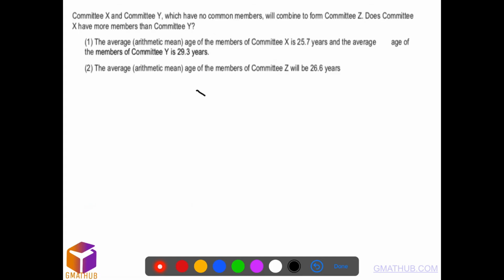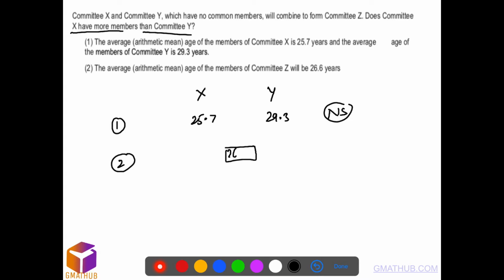Again, weighted average, X, Y. What we need is, does committee X have more members than committee Y? So the first statement tells me the average age in X is 25.7, the average age in Y is 29.3. Not sufficient, this alone. The second statement says the overall average is 26.6. This alone is not sufficient.